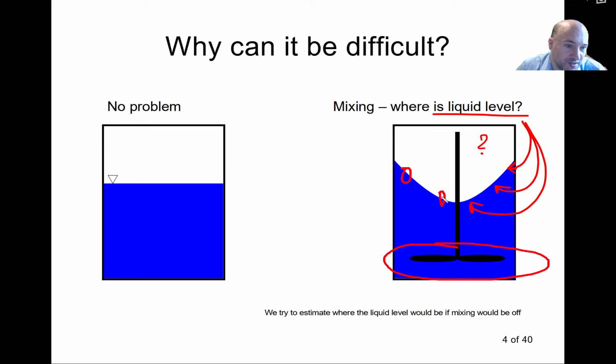In real liquids, of course, it's not like this, but this is to show you that if I add mixing, then suddenly I don't know where I should measure the liquid level, because the point of measurement is to estimate where the liquid would be if the mixing were off. So you see that it might be quite a problem, because I may need to install the sensor, for example here or here at the edge, and then the liquid level that I measure will also be a function of the speed of my mixer. So in some cases this might be a problem as well.